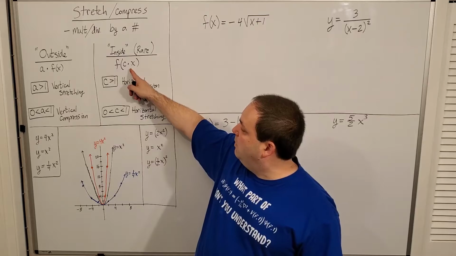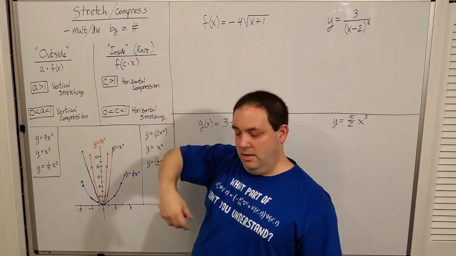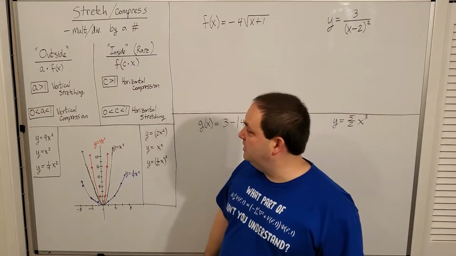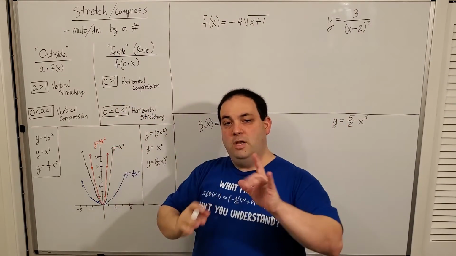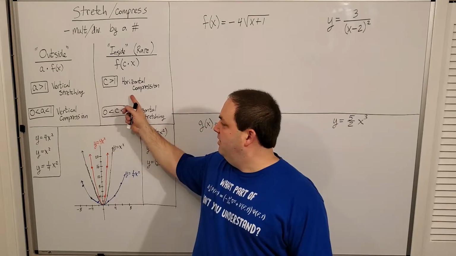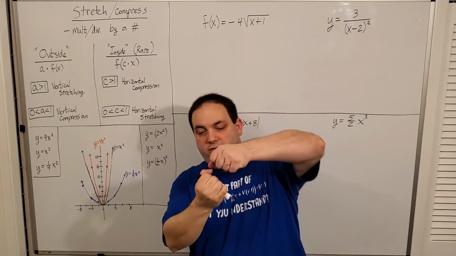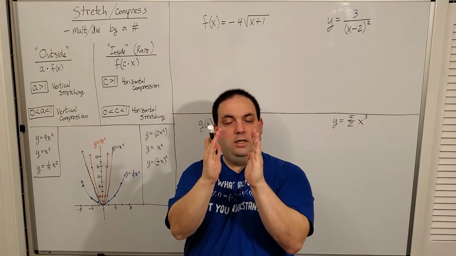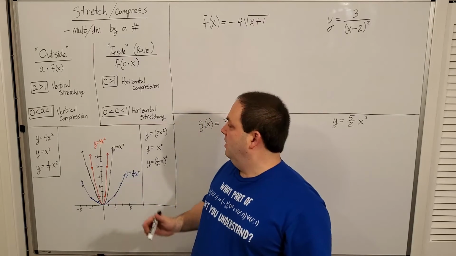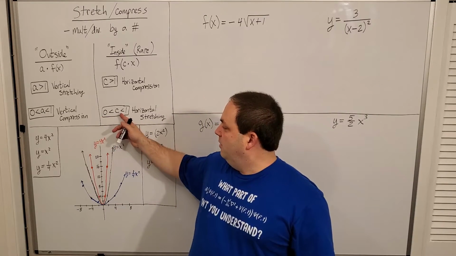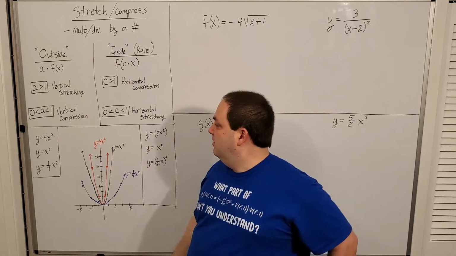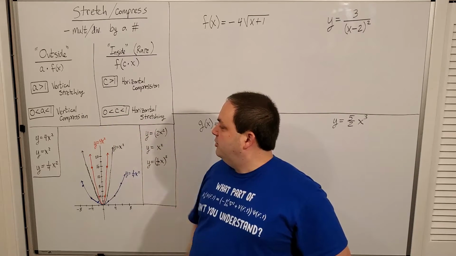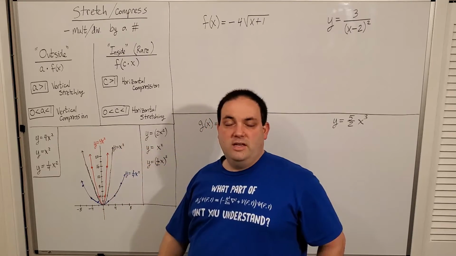If you have a number multiplied on the inside, then just as opposite logic would dictate, if the number's bigger than 1, it's a horizontal compression. Notice how those two go together, right? The number being bigger than 1, if I vertically stretch, it horizontally compresses as well. And then vice versa. If the number on the inside is in between 0 and 1, then you get a horizontal stretching, which is the same as a vertical compression.